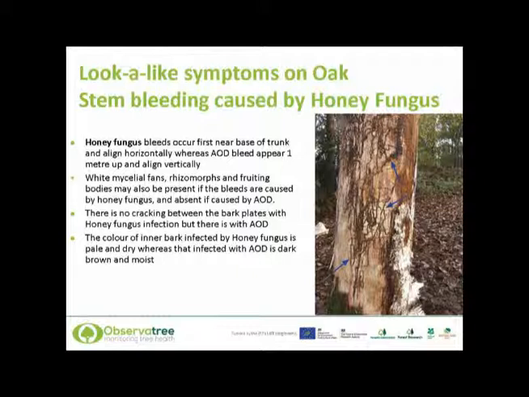Underneath the bark with honey fungus, you may see white mycelial fans, the rhizomorphs, which are the bootlaces, and also fruiting bodies. These obviously would be absent if the disease was caused by AOD. With honey fungus, there is no cracking between the bark plates, but with AOD, there is. And the colour of the inner bark infected by honey fungus is pale and dry, whereas that infected with AOD is dark, brown and moist. I should just mention that larval galleries of Agrilus, shown by the blue arrows on the photo, may also be present in trees affected by honey fungus.